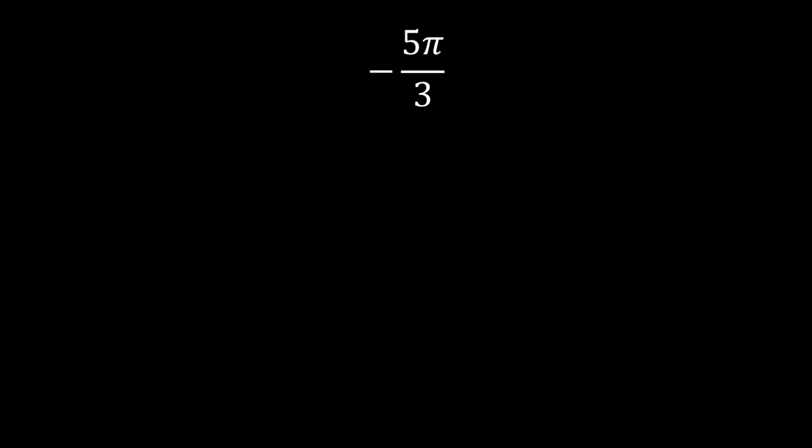This time we're going to talk about how to convert radians to degrees. Okay, we start with negative 5 pi over 3. So we wish to convert that one into a degree measure for the angle.